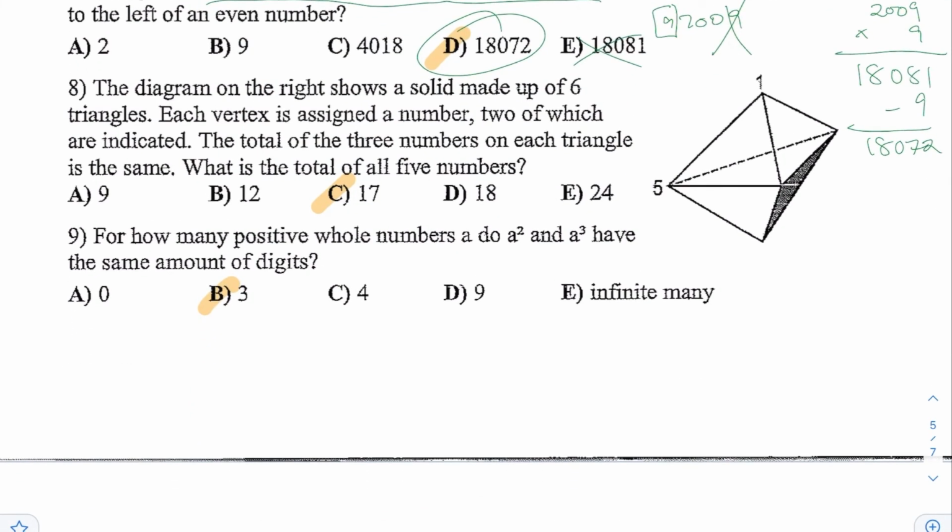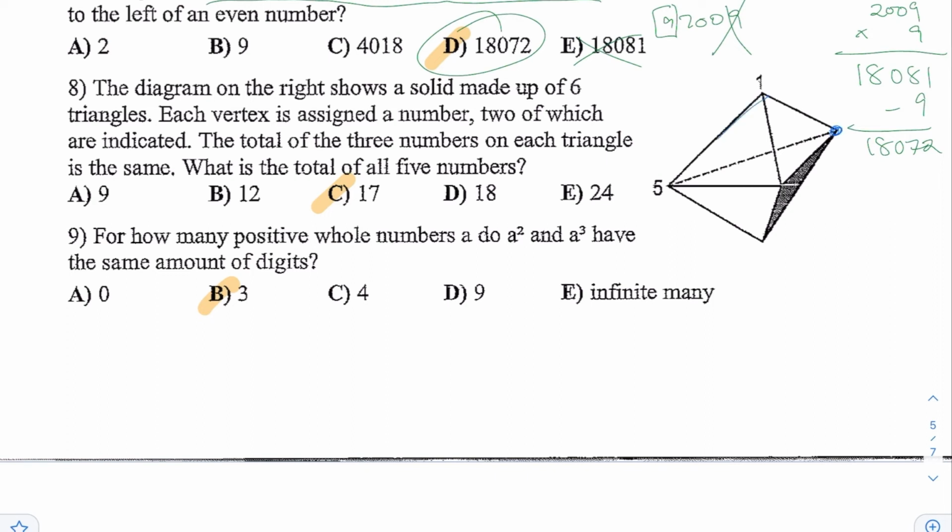Next, for number 8, the diagram on the right shows a solid made of 6 triangles, and each vertex is assigned a number, 2 of which are indicated. The total of the 3 numbers on each triangle is the same. What is the total of all 5 numbers? So here you don't know what the last number is, so you can call it x.